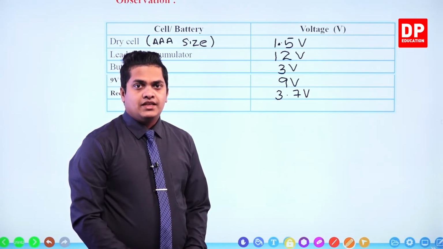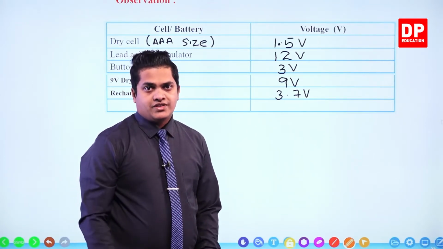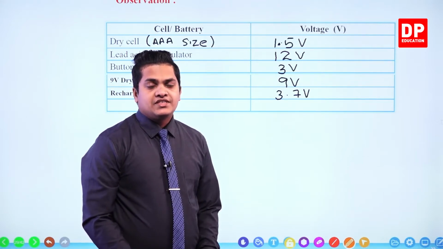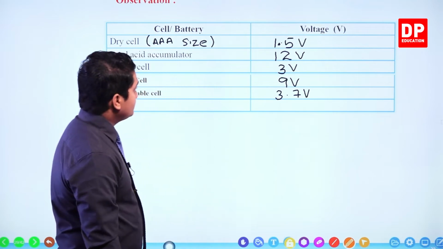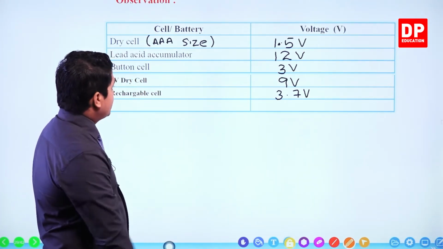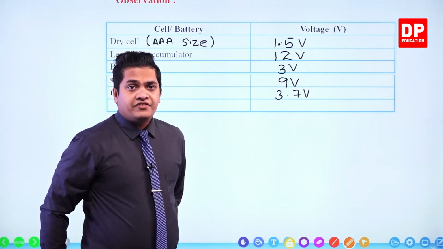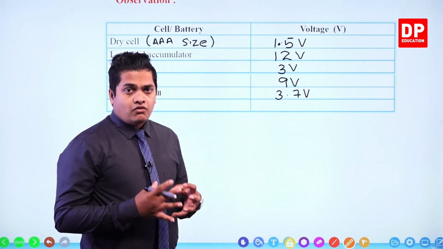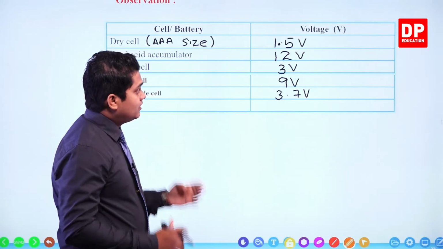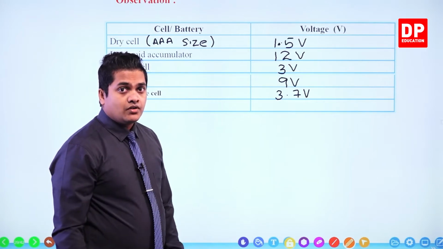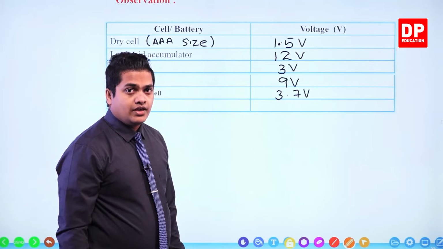In each cell, according to the type of the cell, there are different voltages, okay? So this is our final conclusion from our activity. The observation is quite simple. We got different voltage values for each of these cells. So these are the voltage values, right? These are nearest values, not the most accurate answers, okay?